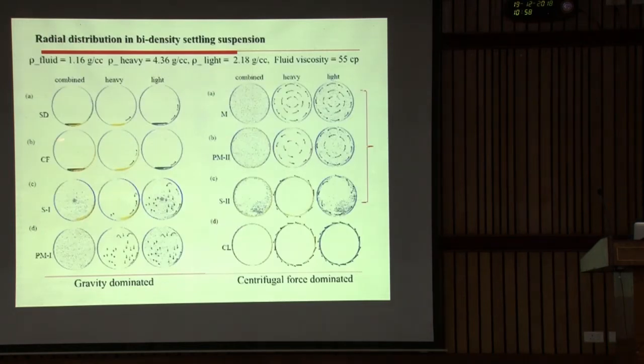Yeah. So these are some studies in the radial plane, but not with monodisperse particles. These are with the bi-density settling case. You have particles that are both heavier than the fluid: one is heavier, and the other is comparatively lighter. Now we see what happens in two regimes: one is the gravity dominated regime, and the other is the centrifugal force dominated regime.